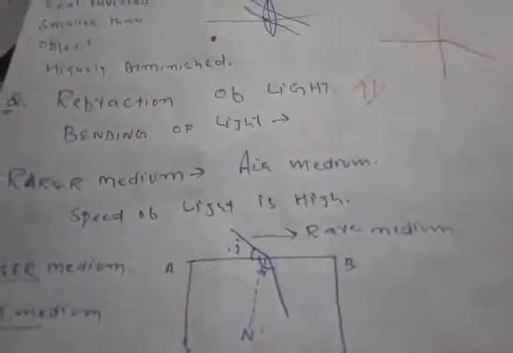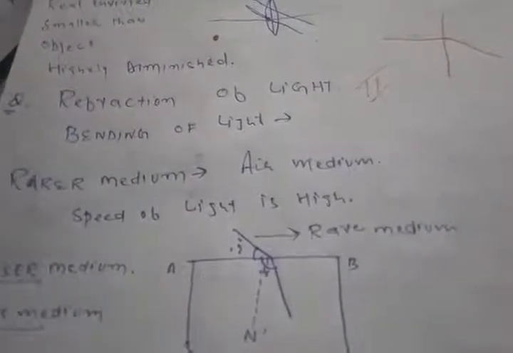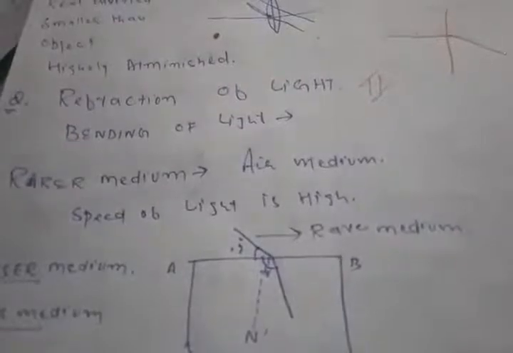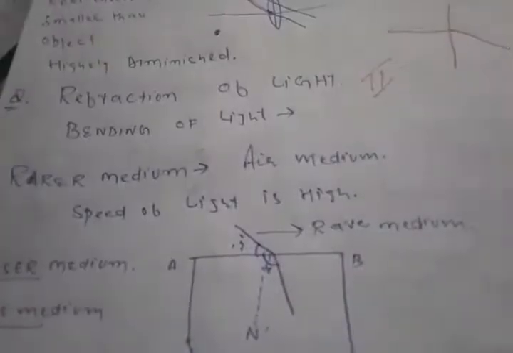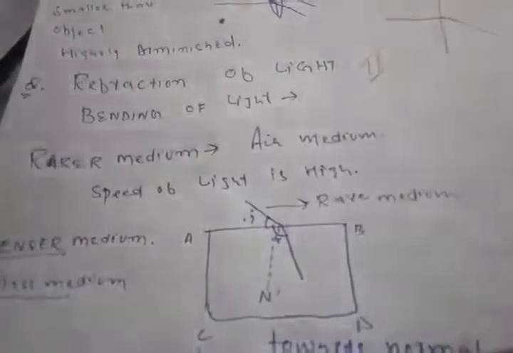For example, let's suppose here is an object, and here is a lens. When a ray of light comes and strikes this, it will bend from its path. It bends either towards the base or away from the base. So refraction of light can be defined as the process of bending of light when it travels from one medium to another medium, from rare medium to denser medium. What actually are rare mediums?